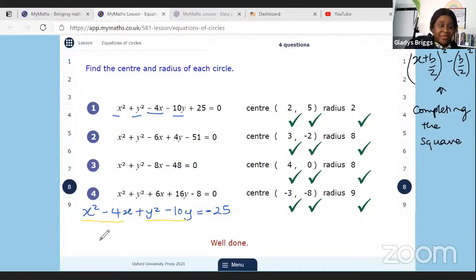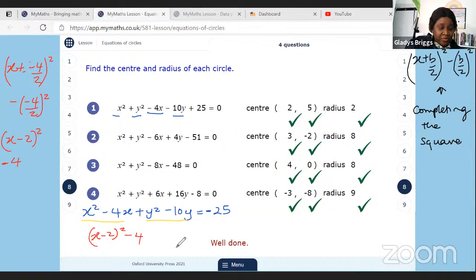So then for the x part, you will have x plus negative 4 over 2, yeah? Remember, all squared, minus negative 4 over 2 squared, okay? And if I simplify that, that would be x minus 2 squared, yeah? Minus negative 4 over 2 is negative 2, squared is 4, so minus 4, okay? So we have here x minus 2 squared minus 4.